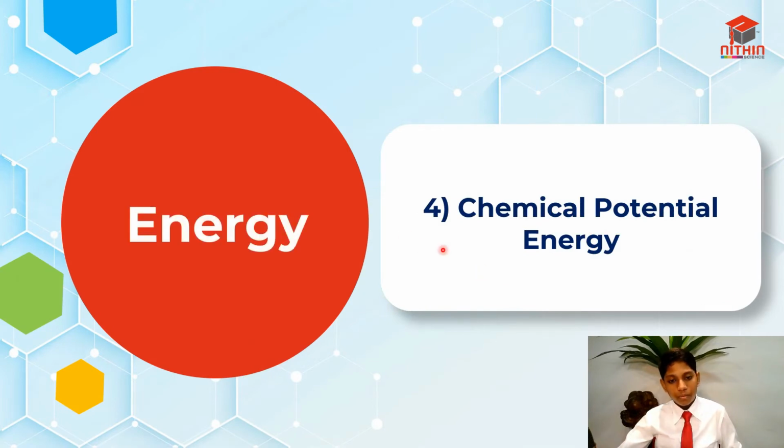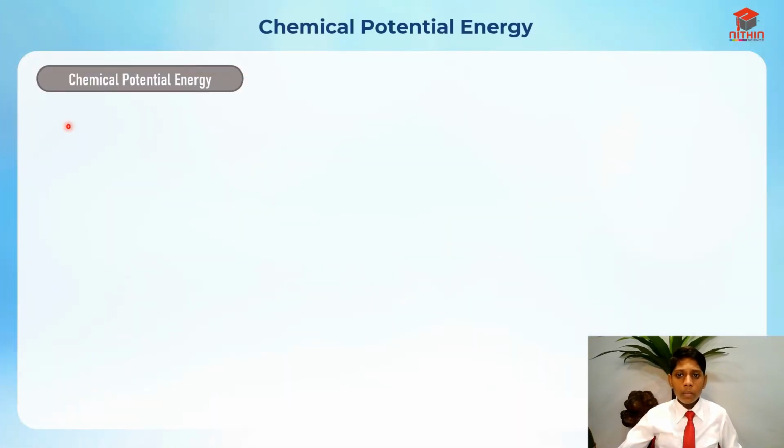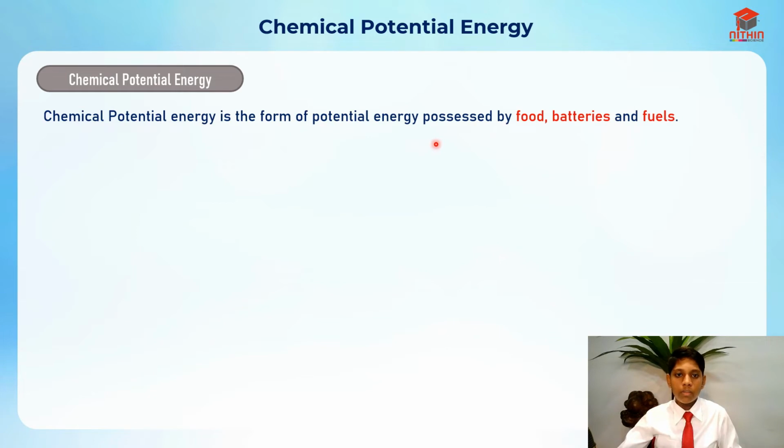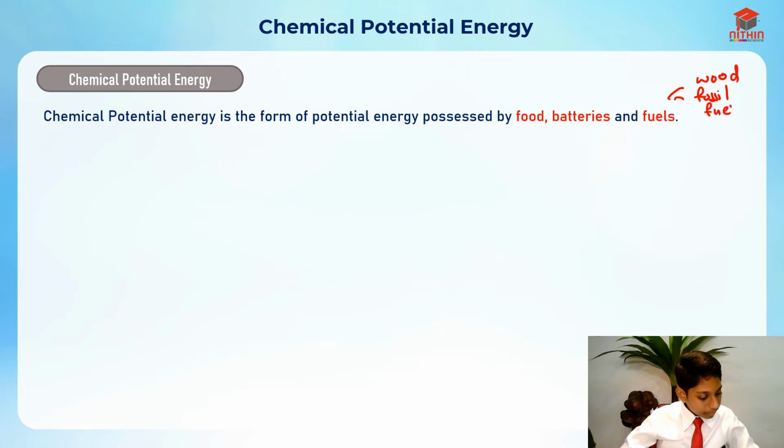For the fourth segment, I'm going to go through chemical potential energy. Chemical potential energy is one of the easiest to know. It is basically the form of potential energy possessed by food, batteries, and fuels. Fuels like wood and fossil fuels. So this is also a form of potential energy.